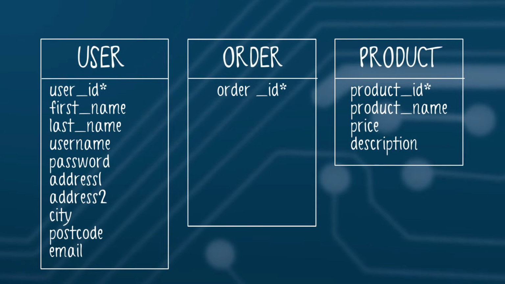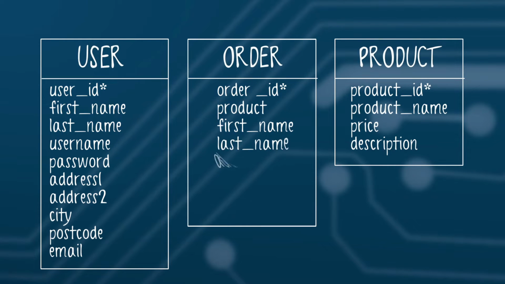To be able to send out the product the customer has purchased, we need to know firstly the customer's details, address, name, etc., so that we can send it to the right person, and secondly the product details so that we can select the right product to send. So perhaps our order table should look like this.